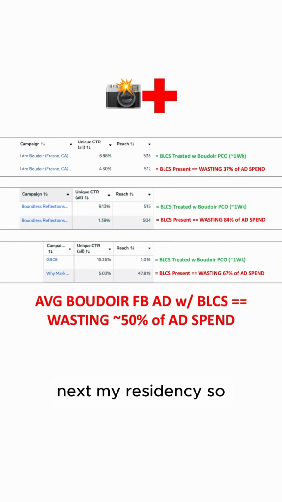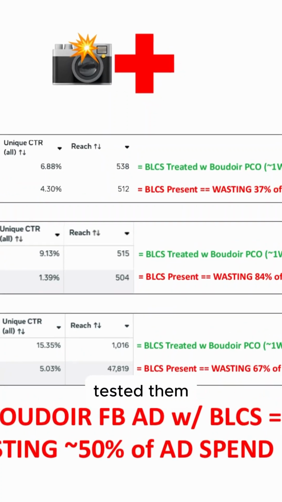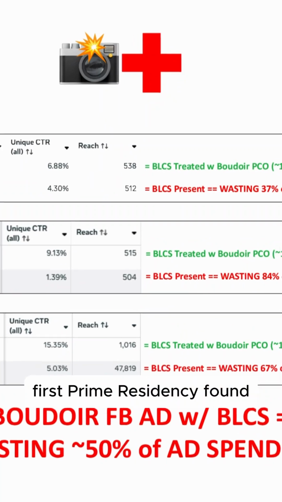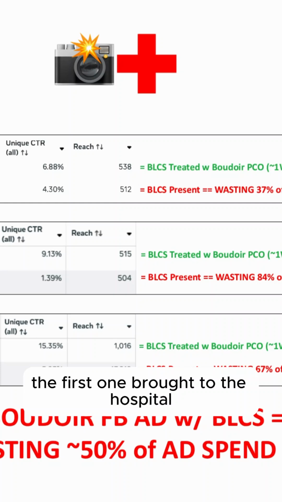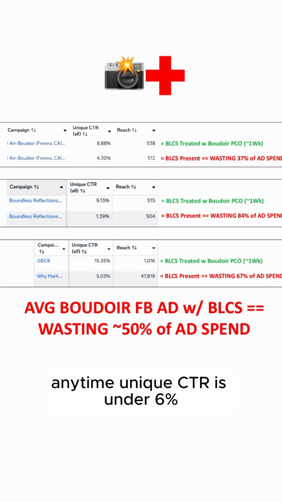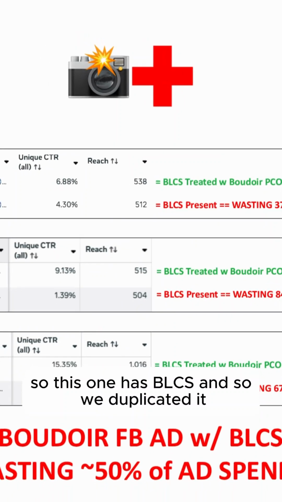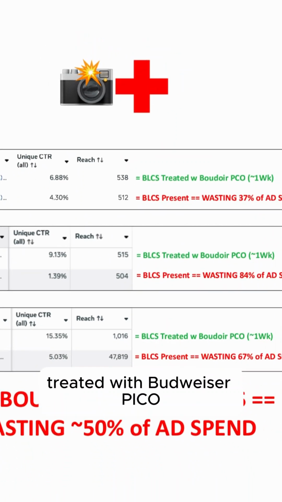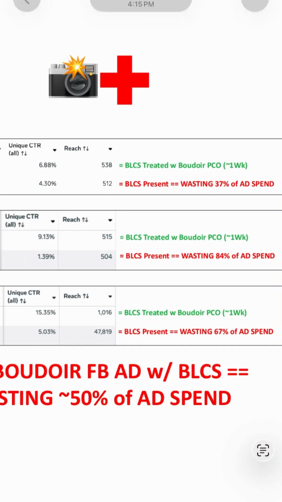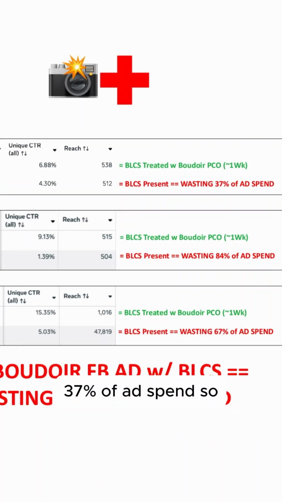Next, my residency. I went out and took some Boudoir Facebook ads out there in the universe, brought them back to the hospital, tested them, and treated them, and we'll go through that here. First part of my residency, I found the first one, brought it to the hospital, and tested it. Unique CTR 4.3%. Anytime unique CTR is under 6%, we know that BLCS is present. So this one has BLCS. We duplicated it, treated it with Boudoir Pico, which took about a week, and got the unique CTR up to 6.88%. So we found out the original Boudoir Facebook ad was wasting 37% of ad spend.